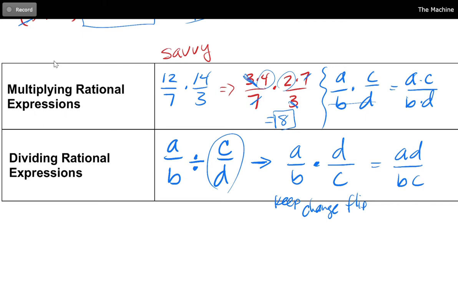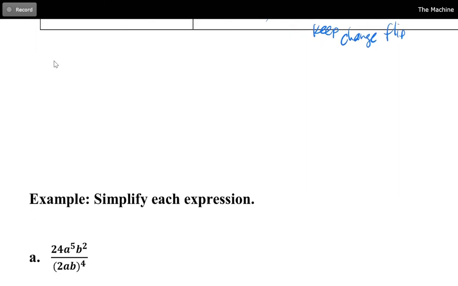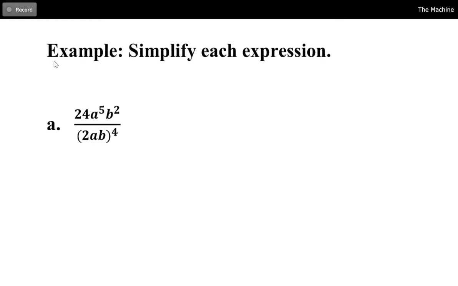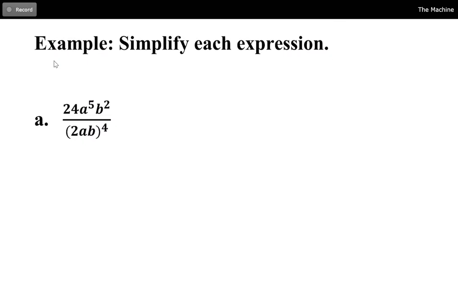Okay, so let's try some examples here now. Let's simplify this expression right here. In looking at it, it doesn't look too complicated. The top's ready to go. The bottom's not. On the bottom, I need to raise all those things to the fourth. So notice I'm writing my fraction bar first. Now I'm just going to recopy the numerator, 24 a to the 5th b squared. And then I'm going to raise everything down in here to the fourth, because this is a monomial. So 2 to the fourth would be 16, a to the fourth, b to the fourth.